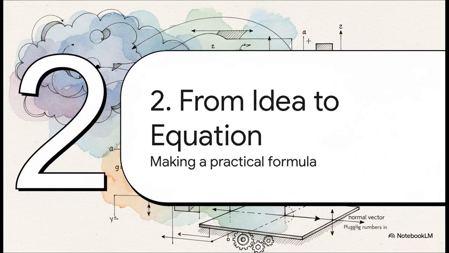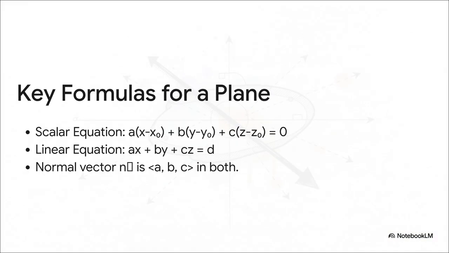Okay, so we've got the concept of the normal vector down. Now let's see how we can build on that idea and turn it into a practical formula that we can actually use to solve problems. So these are our two main tools in the toolbox. The scalar equation is what you build first. You use a point on the plane and the normal vector. Then, if you just do a little algebra, distribute the a, b, and c, and move all the constant numbers to the other side, you get the nice, cleaned-up linear equation.